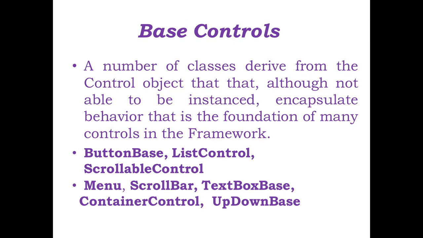This first one is base controls. A number of classes derived from the control object, although not able to be instantiated, encapsulate behavior that is the foundation of many controls in the framework. Some types of base controls: button base, list control, scrollable control, menu, scroll bar, text box base, container control, up down base. These are the controls relevant to the particular members or properties linked with each and every base control.